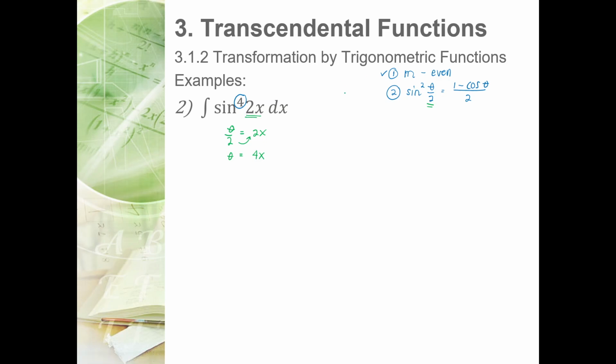Take note also that since this one is only squared, and this one is to the power of 4, we need to square it upon substituting your 1 minus cosine theta over 2 parameter. So for you to be guided, this one is 1 minus cosine 4x all over 2. So again, squared. Okay, dx.